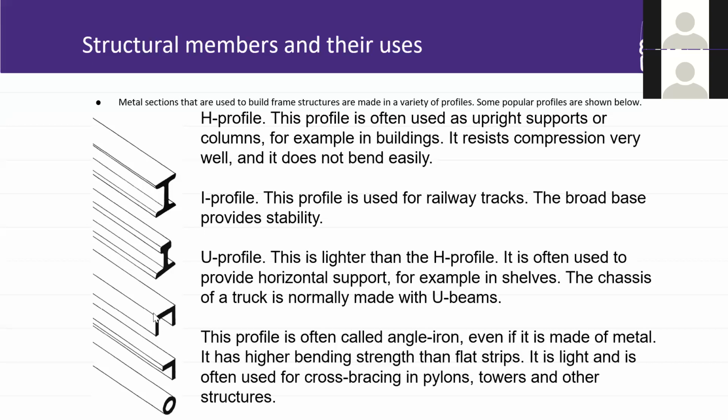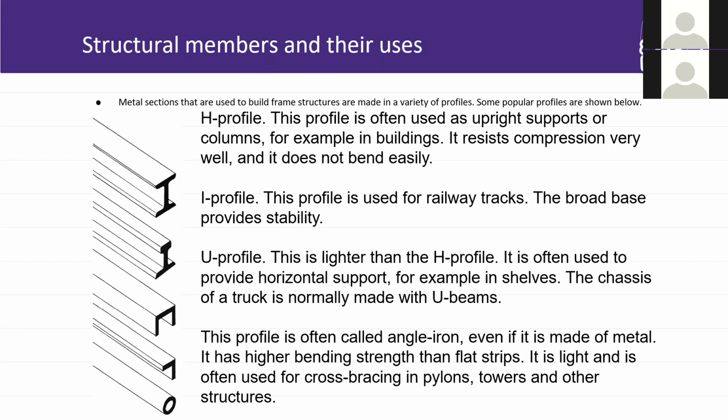Then we have the U. If you turn this around upside down, it makes a U shape, so we call it a U profile. It is lighter than the H profile. It is used to provide horizontal support. For example, in shelves, and the chassis of a truck is normally made of U-beams. So when you want to make structures, you must know what you can use each structural member for.